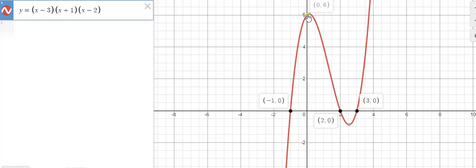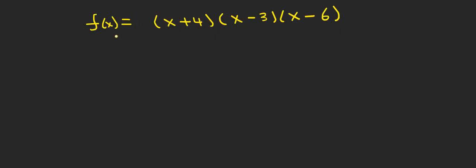And of course, we have a y-intercept here, which happens at 0, 6. So if we have this polynomial, then we know for sure that the x-intercepts will be what? x equals negative 4, x equals 3, and x equals 6. These are the x-intercepts. Now, what if we go the other way around? What if they give us the x-intercepts?